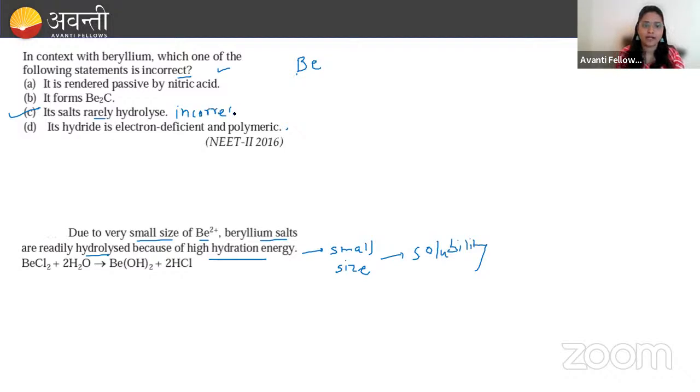And the other three statements are what? Correct, correct, and correct. So for beryllium, it is rendered passive by nitric acid. Yes. It forms a carbide of this type. Yes. Its hydrides are electron deficient. Yes. And they are polymeric. Yes. So the information for beryllium is very, very important. Questions can also be formed in a different way from this. Okay. Next problem.